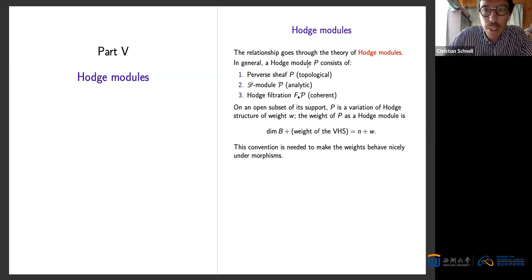And the way you think about it is as a variation of Hodge structure with singularities. So this Hodge module P will have some kind of support, which will be a closed subset. And on an open subset of the support, it's just the variation of Hodge structure of some weight. And then that variation of Hodge structure is extended in some way to allow for some singularities. The way the weights work is that the weight of a Hodge module is the weight of the VHS plus the dimension of the support. This is so that the weights behave nicely.